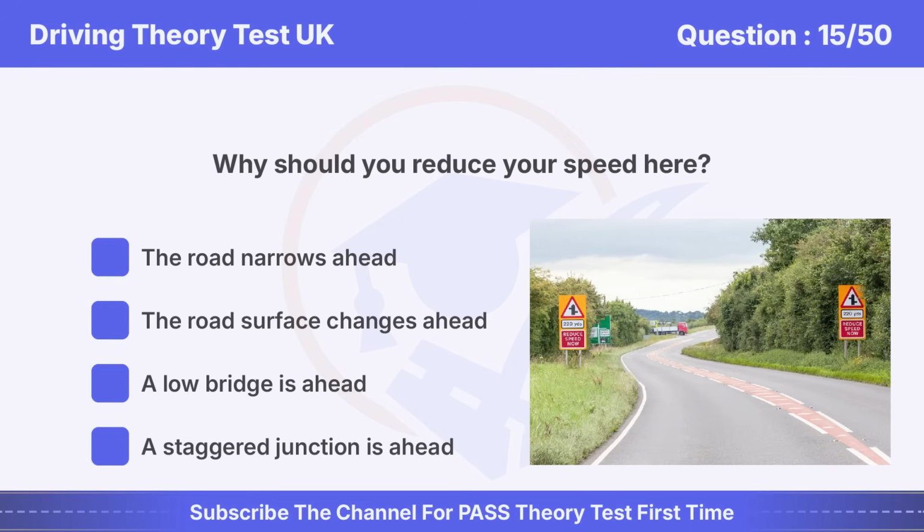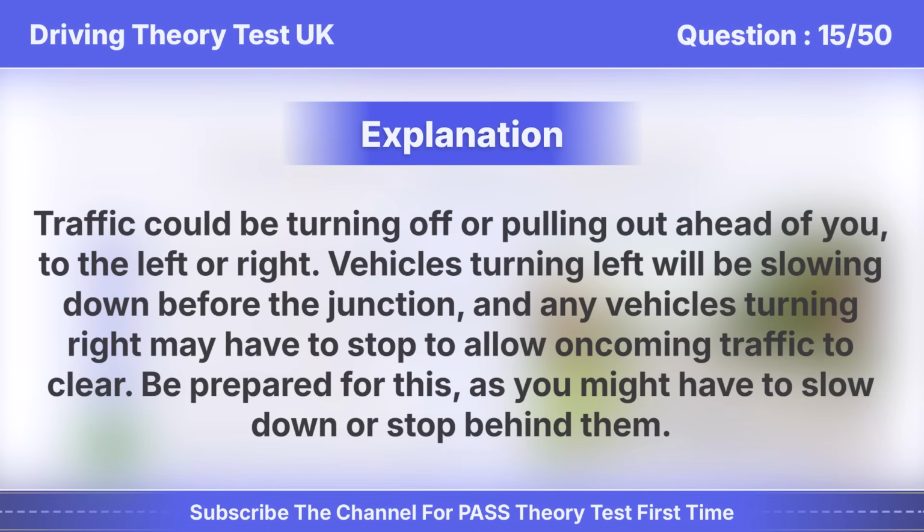Question 15. Why should you reduce your speed here? Answer is D. A staggered junction is ahead. Traffic could be turning off or pulling out ahead of you, to the left or right. Vehicles turning left will be slowing down before the junction, and any vehicles turning right may have to stop to allow oncoming traffic to clear. Be prepared for this, as you might have to slow down or stop behind them.